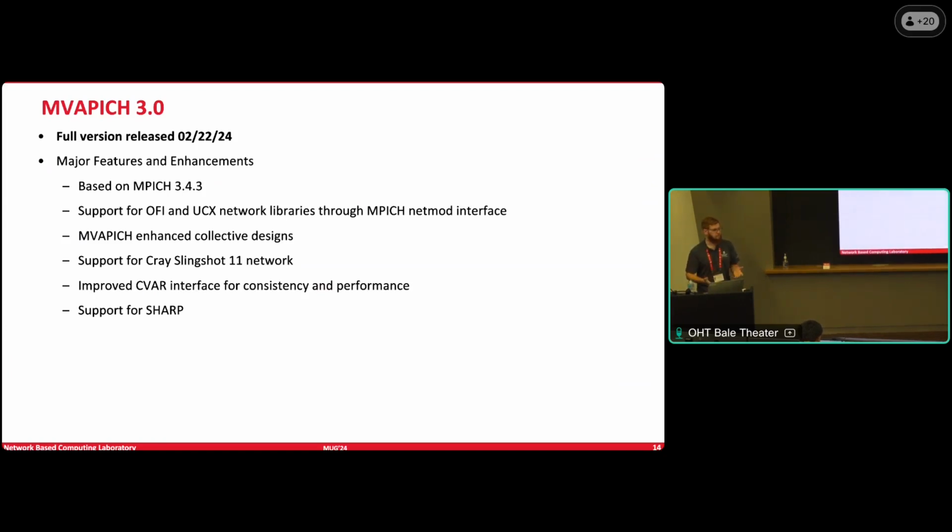UCX is, as most of you are probably familiar with, it's very good for IB systems, whereas OFI has really broad spectrum support for any type of network possible and has a lot of the upcoming high performance networks like Slingshot, like OPX included there. So now you don't have to worry about a whole bunch of different network substrates. You can just use OFI. It also has our enhanced collective designs that we've been building on for the past 20 years, and has improved CVARs included that allow for easier tuning and better maintainability.